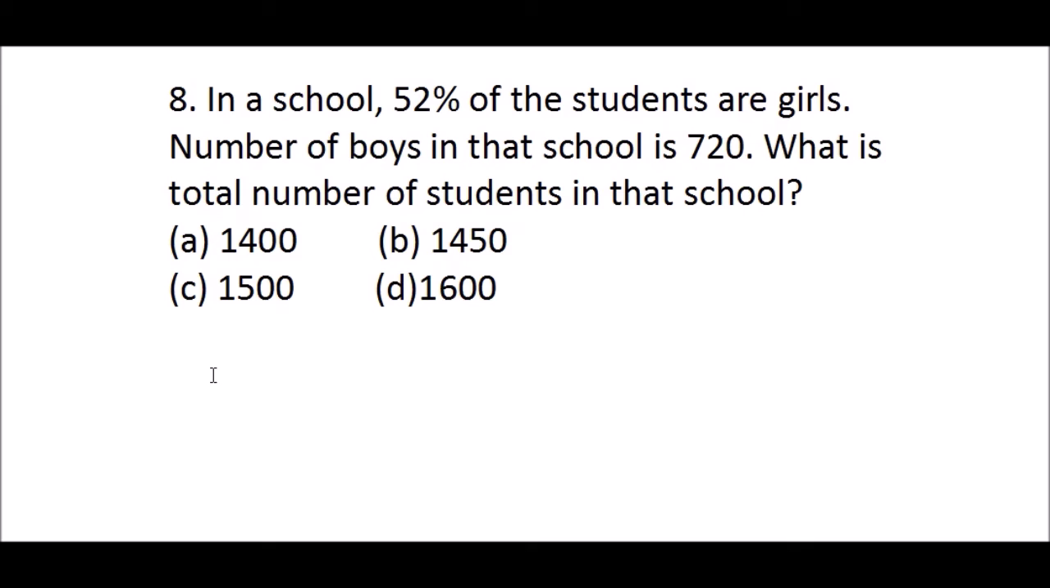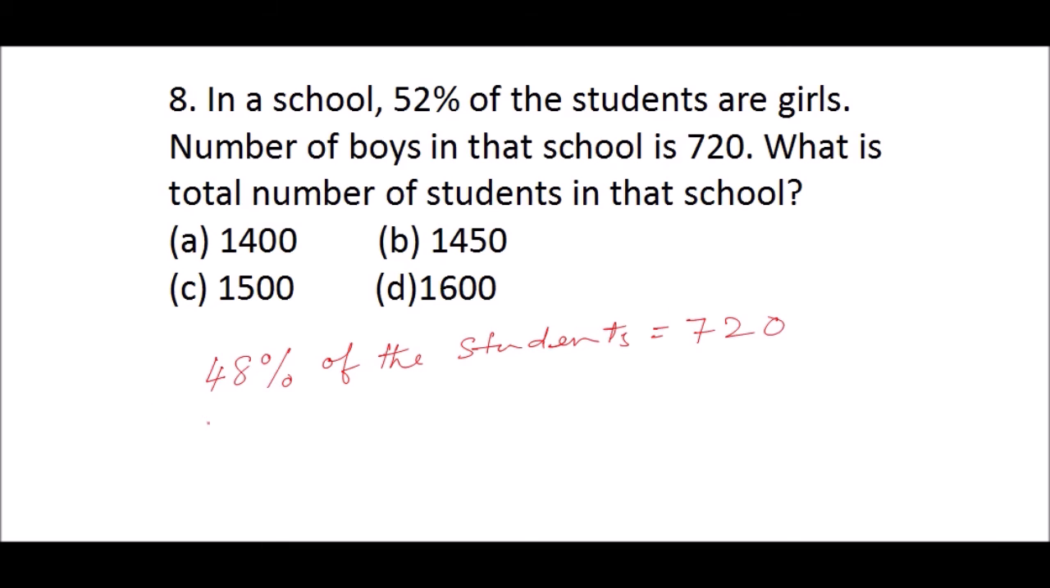Next question is, in a school, 52% of the students are girls. Number of boys in that school is 720. What is the total number of students in the school? Therefore, 100 minus 52 is 48% of the students are boys, and the number of the boys is equal to 720.